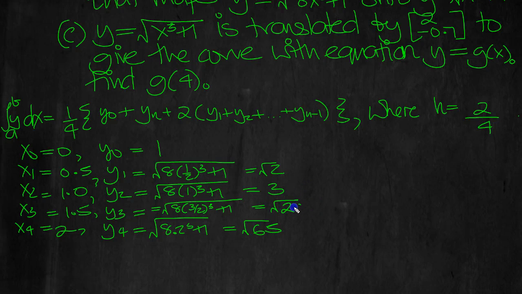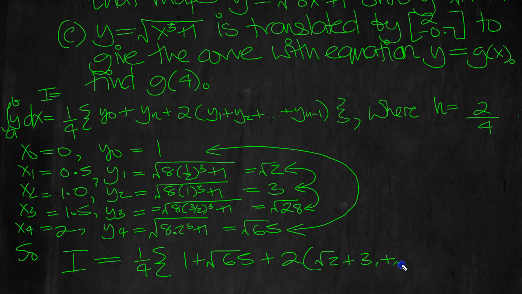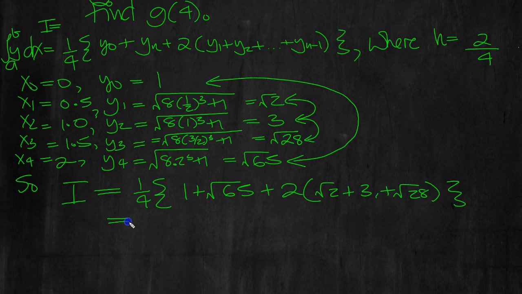I'll leave it in surd form here. So if we label this I, that will be our solution for the trapezium rule. I is equal to 1/4 then. And it's the first plus the last, y0 plus y4, so it's 1 plus the square root of 65, plus 2 lots of everything in between, isn't it? This one, and this one. So that'd be root 2 plus 3 plus root 28. Close that bracket, close the brace, and we just need to tap it out on the calculator then.